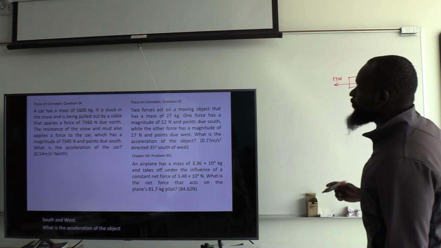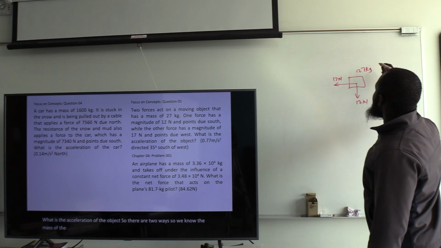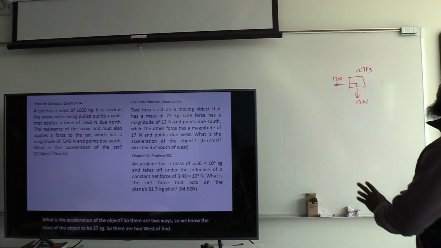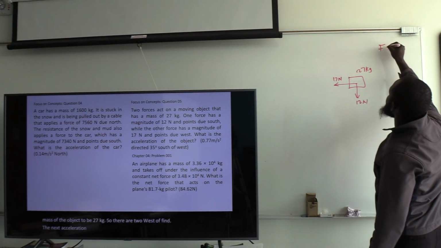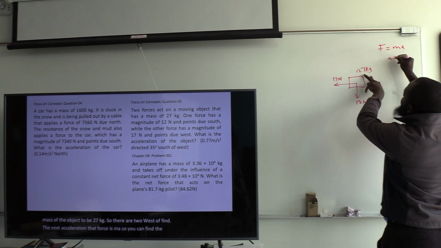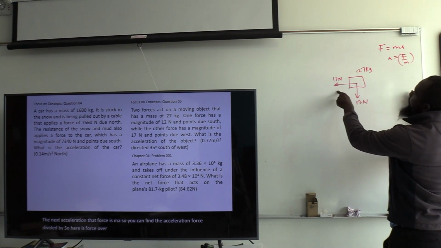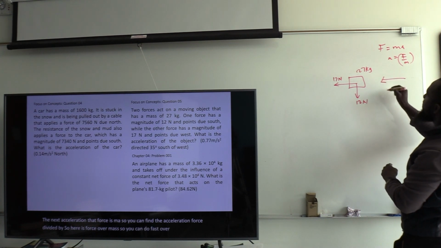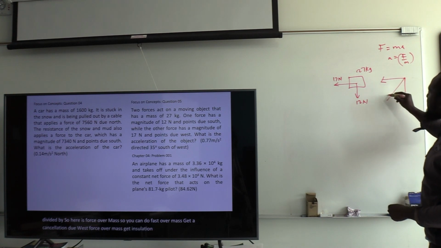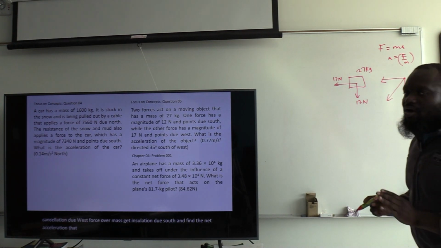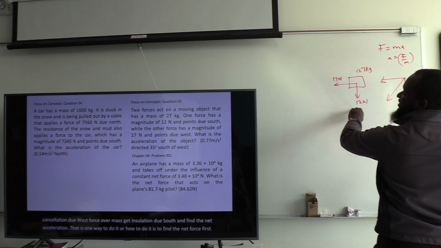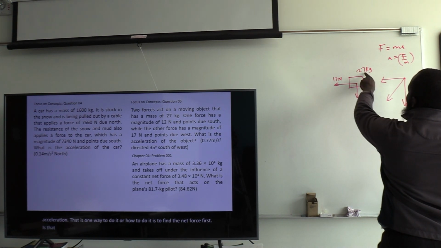So there are 2 ways. So we know the mass of the object will be 27 kilograms. There are 2 ways to find the net acceleration. You know that force is ma. So you can find the acceleration, A is force over mass. So you can do force over mass, get an acceleration due west. Force over mass, get an acceleration due south, and find the net acceleration. That is one way to do it. Another way to do it is to find the net force first.